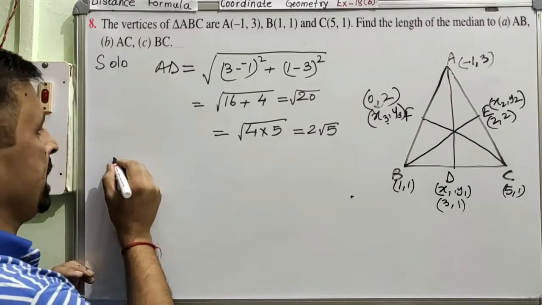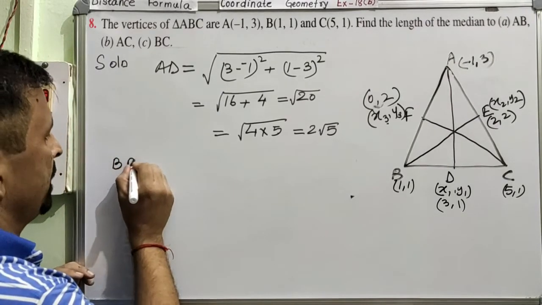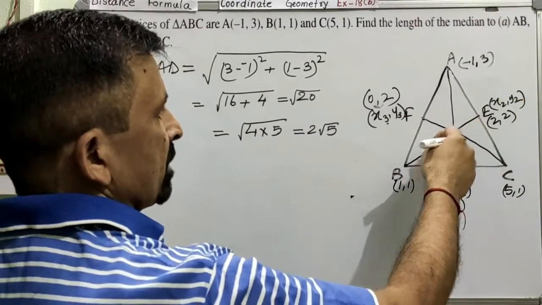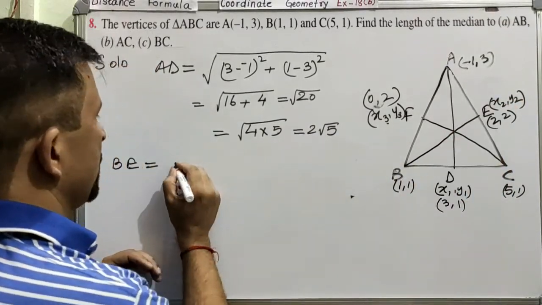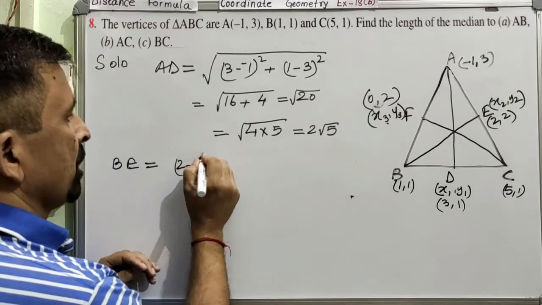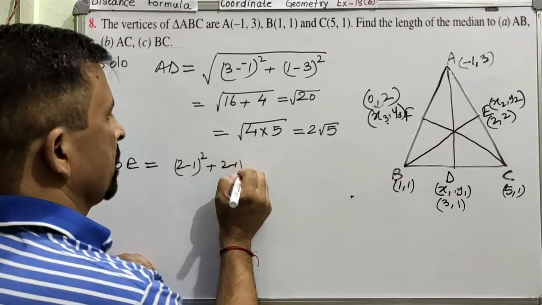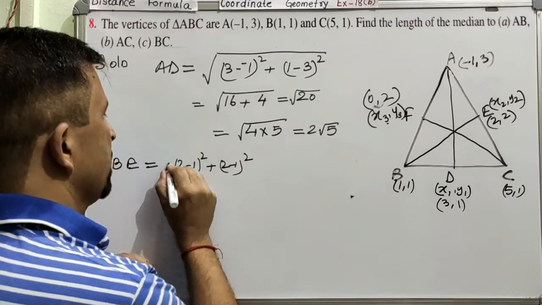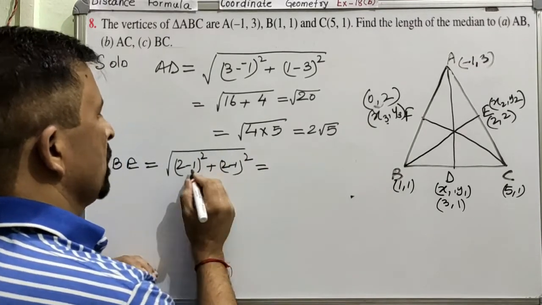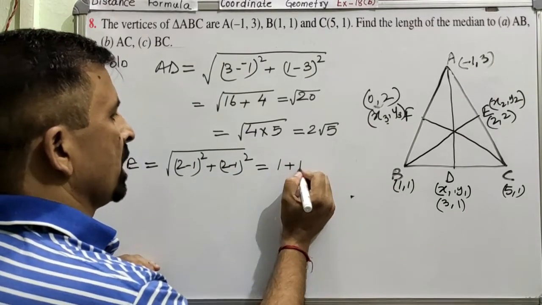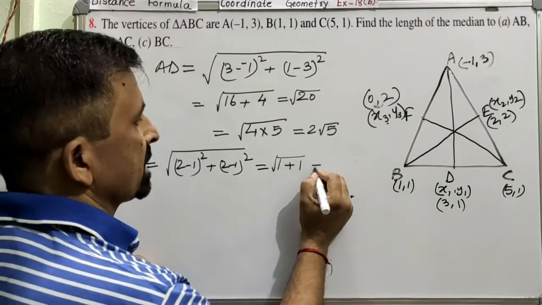Next, BE. We are going to calculate BE. So, (2 minus 1) whole square plus (2 minus 1) again whole square. Clear? Then this will be equal to 2 minus 1 is 1, 1 square means 1 only. This is also 1 only. And finally this answer is 2.